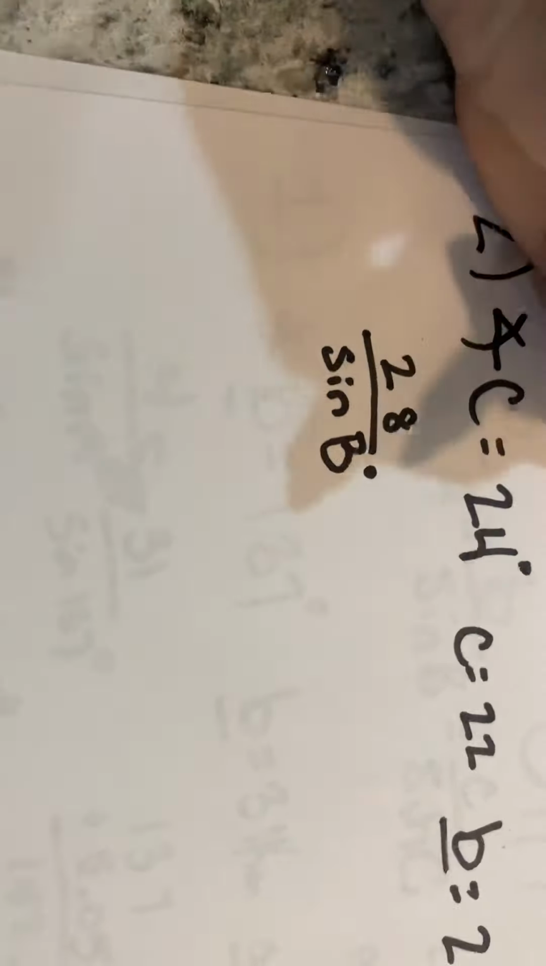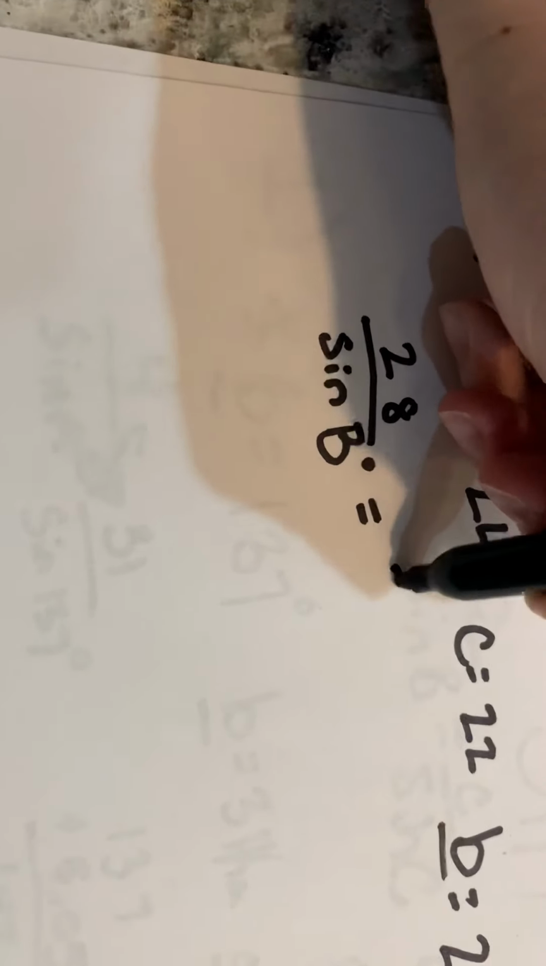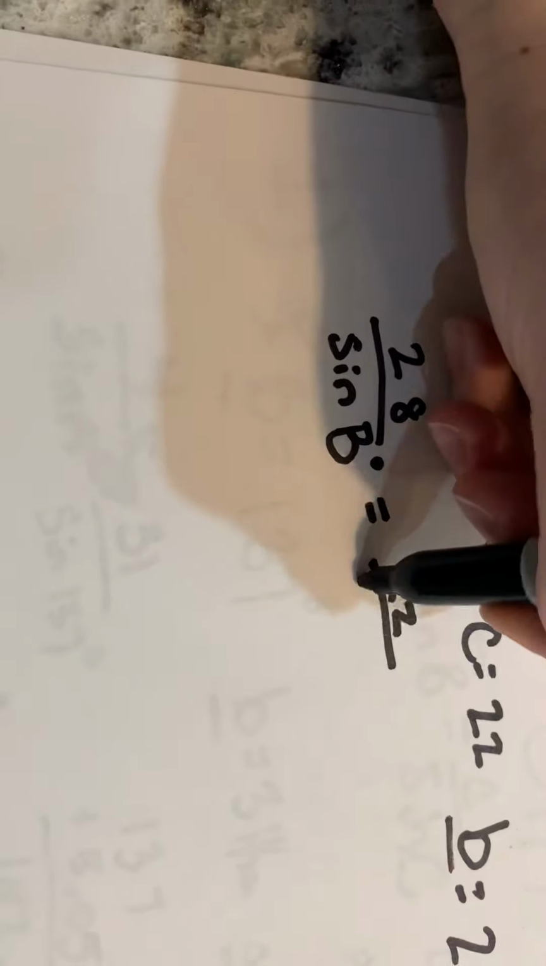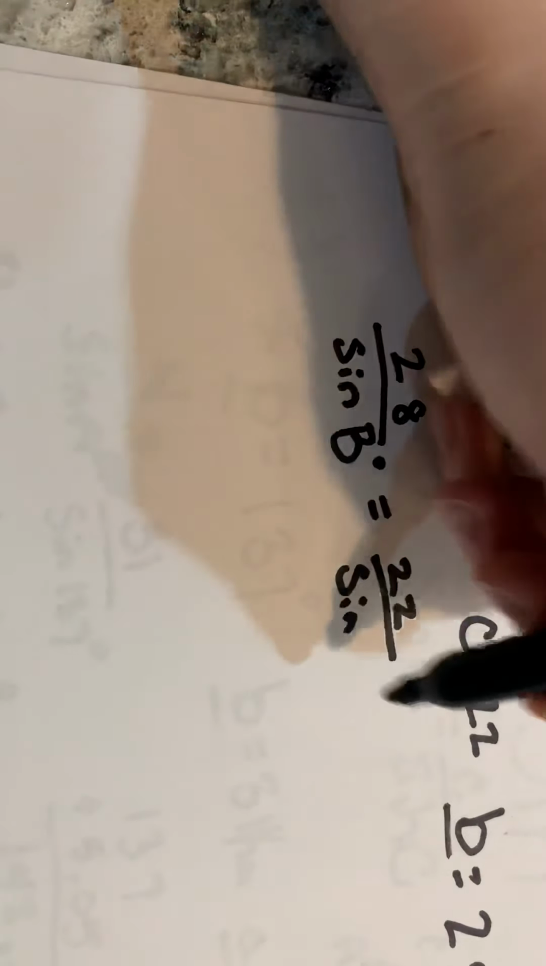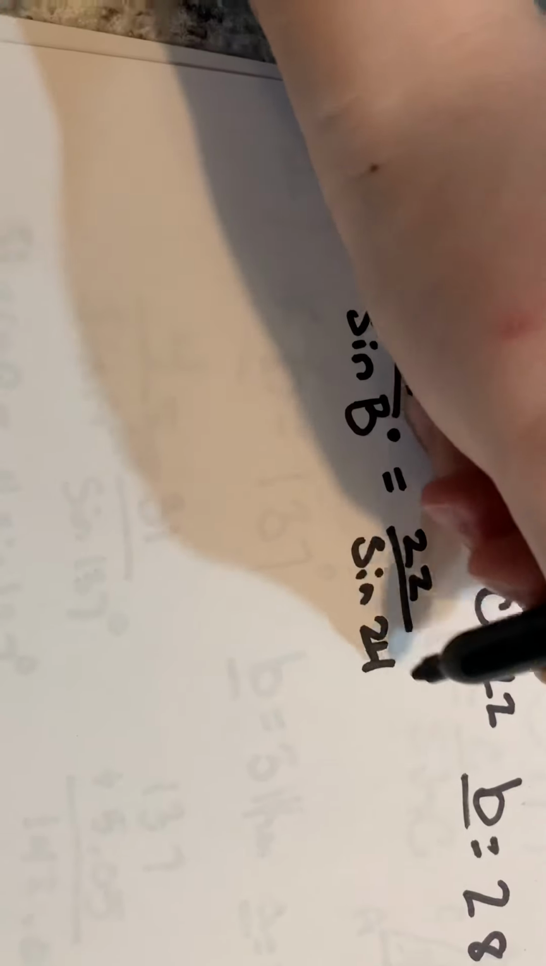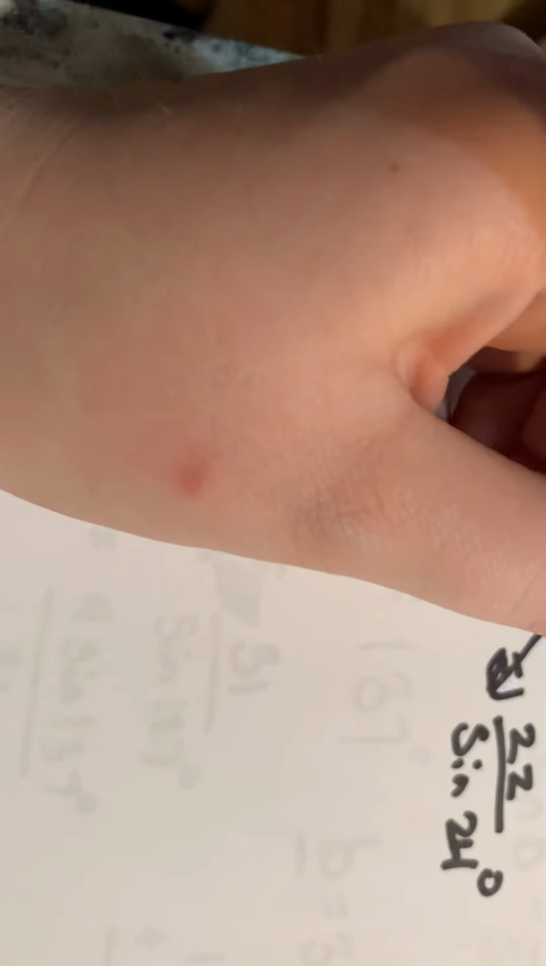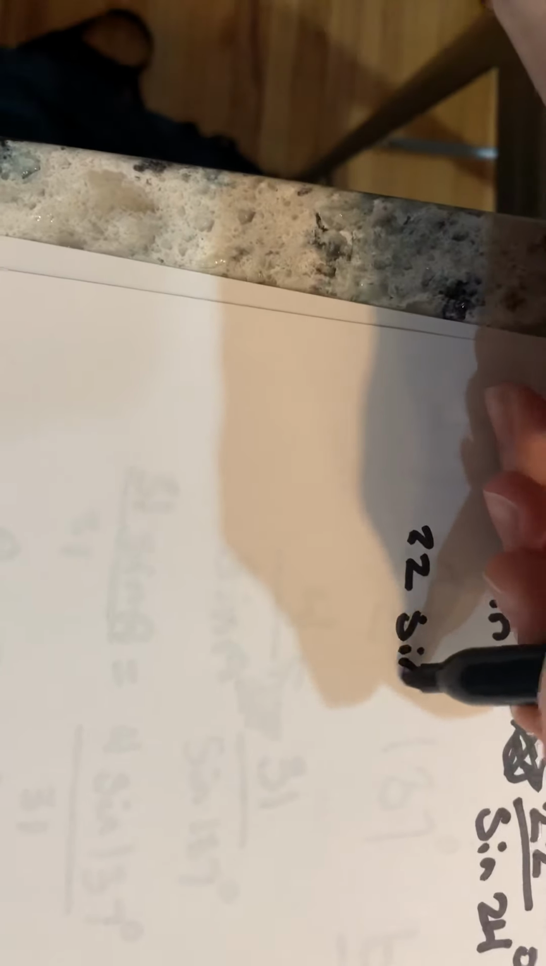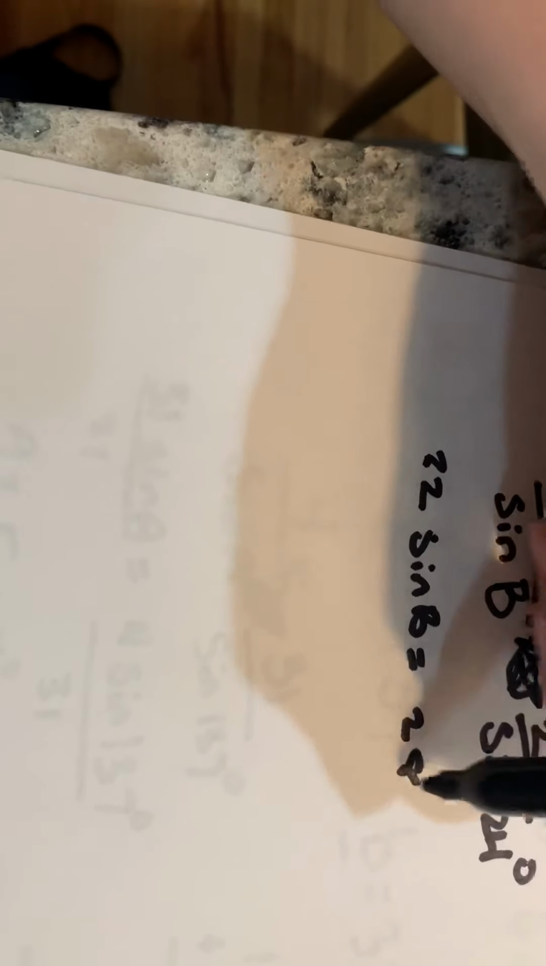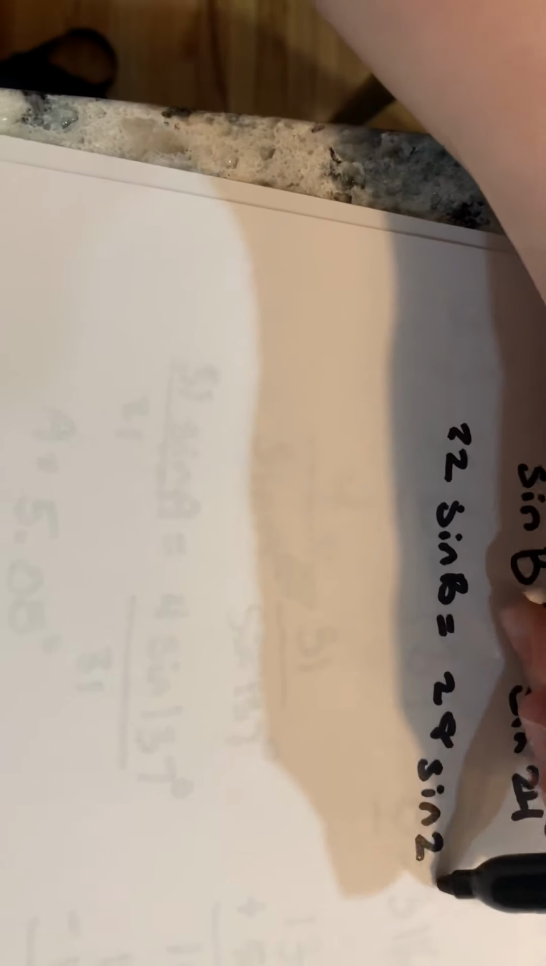That's what we're solving for first this time, is equal to 22 over the sine of C, which is 24 degrees. Then we just cross multiply it again. So we get 22 sine B is equal to 28 sine of 24 degrees, which you then want to get the sine of B by itself.